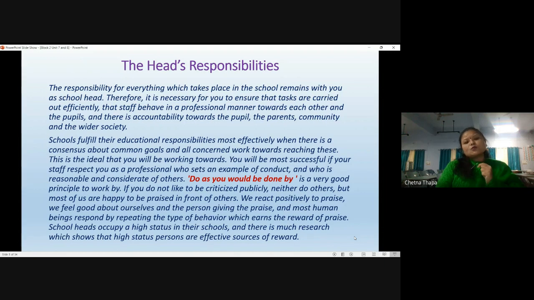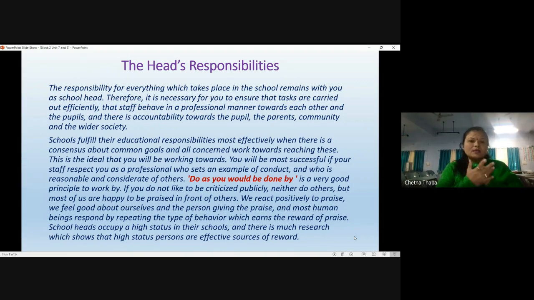We as school heads occupy a high status in our schools, and we are actually an effective source of reward, because the kind of words we utter for another person are a kind of reward for that person if they are positive, if we are praising that individual. But if we are criticizing them in front of others publicly, then we are actually discouraging that individual. So these are certain responsibilities.